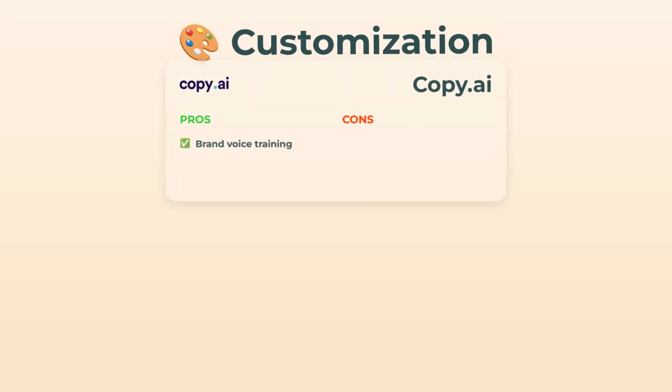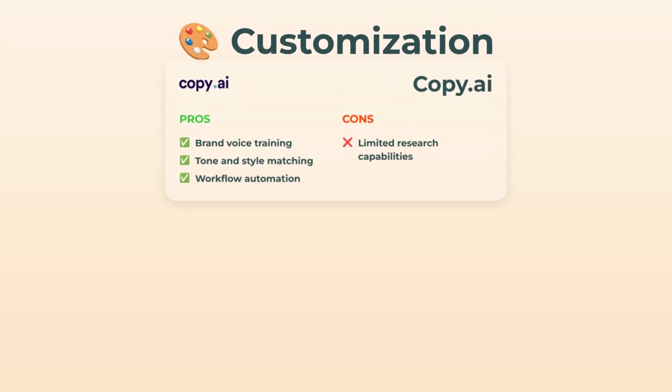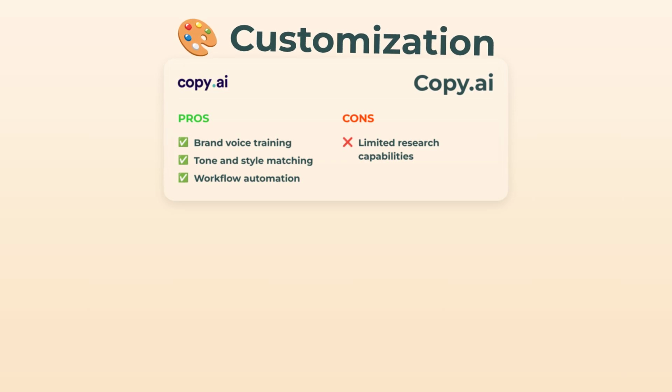Now, on to customization. Copy.ai lets you teach it your brand's voice, set the tone, automate workflows. Pretty cool. But it kinda stops before letting you dig deep into pure research or, say, crazy freedom with style.